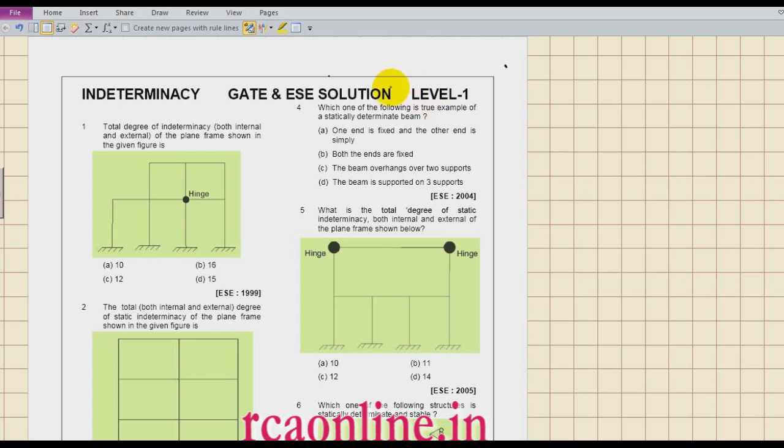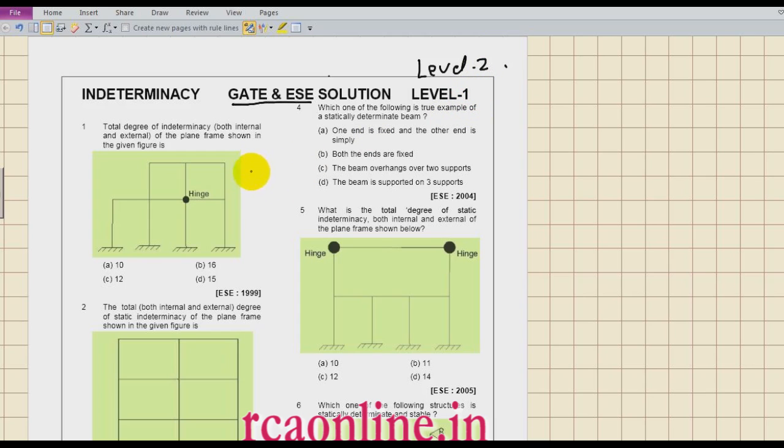So friends, in this video I will be discussing the indeterminacy and determinacy questions of GATE and engineering services. I have divided these into two levels, level 1 and level 2. The difference is that level 2 questions are a little bit tricky or need observation of some higher degree or better concepts. And level 1 is straightforward, you don't require much skill or observation, just go through it and you will get it.